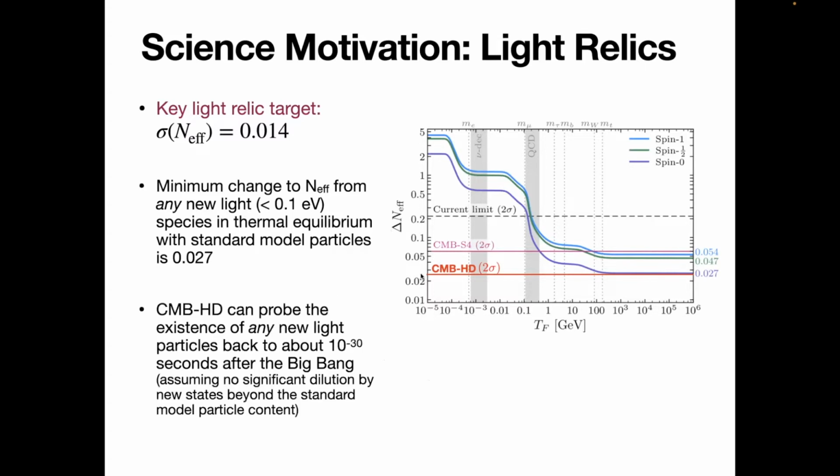But the fact that CMB-HD can probe all the way down here, this red curve, and we show the comparison to CMB-S4, means this. So this is temperature of the universe. This means we can probe the existence of any new light particles all the way back to basically the Big Bang. And that's important for many reasons in its own right. And it's also important for dark matter because many models of dark matter predict the existence of new light thermal particles in addition. So this would also rule out or potentially detect the existence of new light particles.